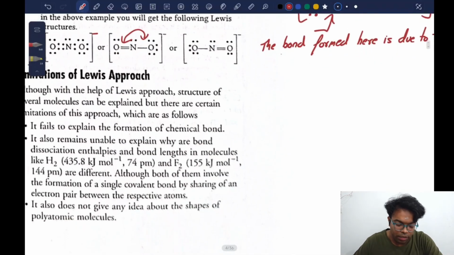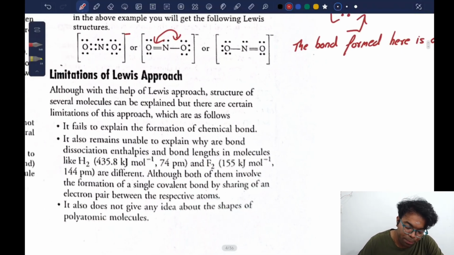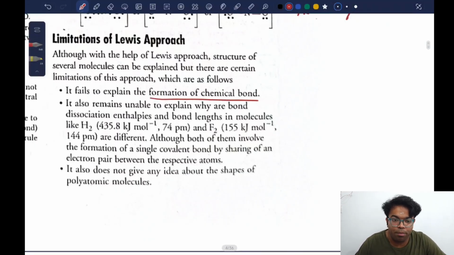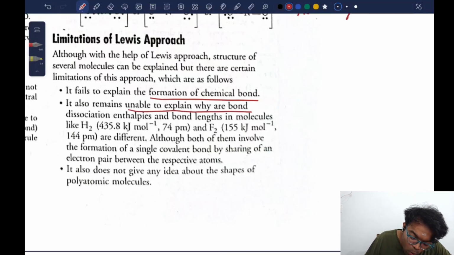Now, limitations of Lewis approach. Although with the help of Lewis approach, structure of several molecules can be explained, there are certain limitations of this approach, which are as follows. It fails to explain the formation of the chemical bond. So, why did this chemical bond form? Nobody knows. It also remains unable to explain why bonds are dissociated and why bond dissociation enthalpy and bond length in molecules like H2 and F2 are different.